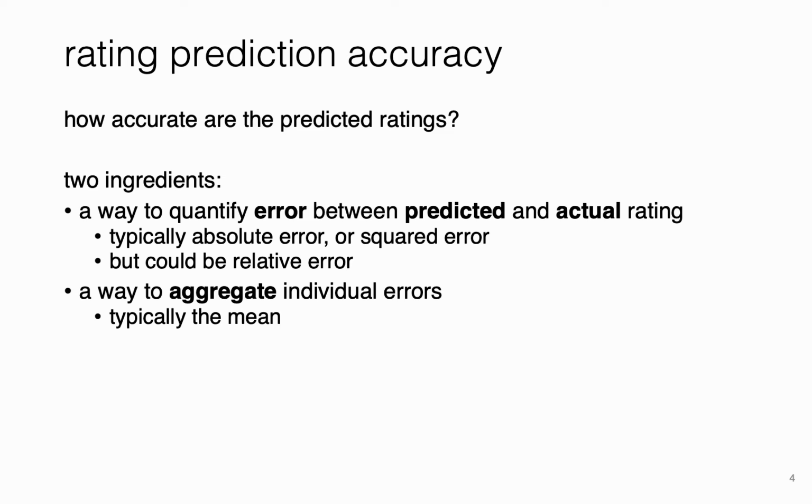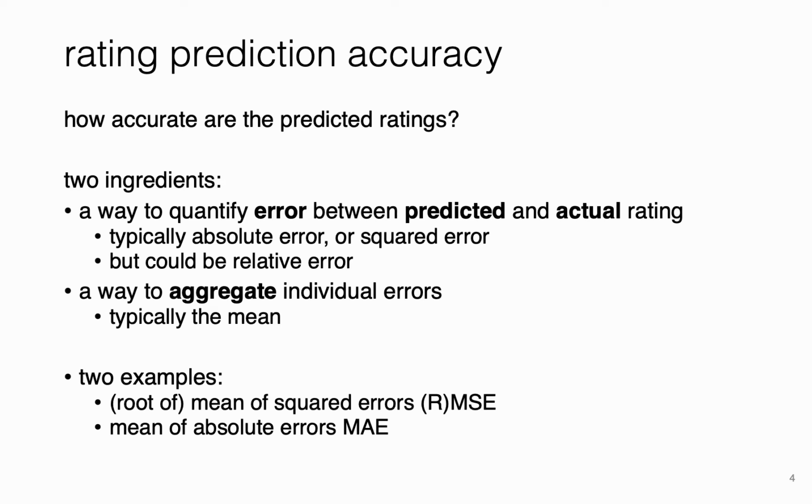First, a way to measure the error between predicted and actual rating, and we have done this in the past for collaborative filtering. Typically we compute the squared error, but the absolute error or some relative error could be used. The second ingredient is a way to aggregate individual errors. Usually we take the mean. There are different ways to define these 2 ingredients, resulting in different accuracy metrics. There are, however, 2 important metrics.